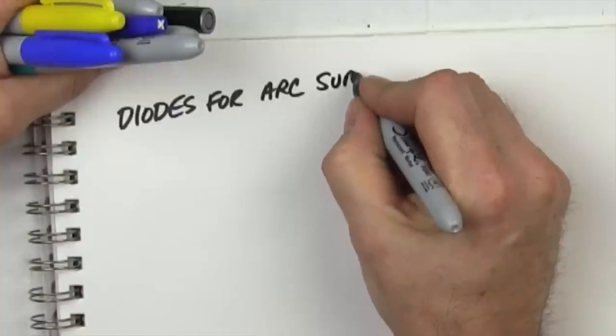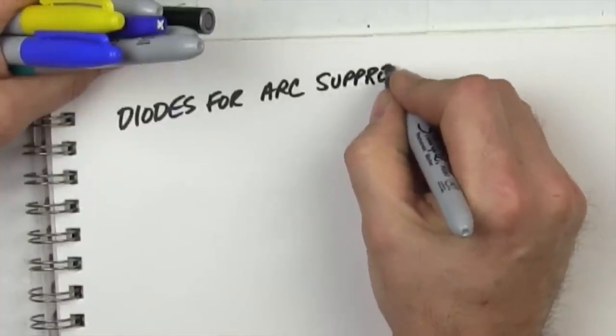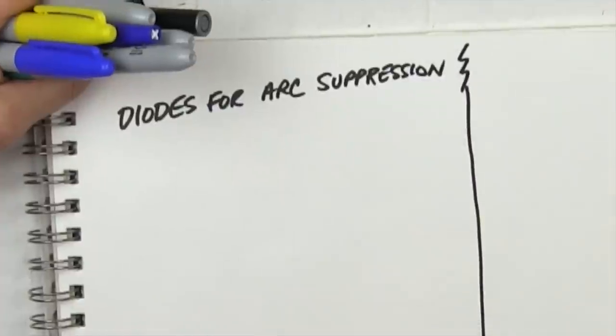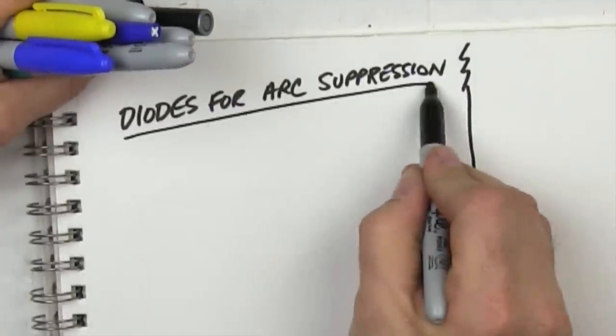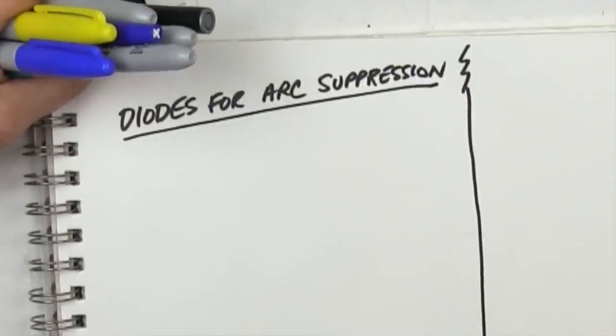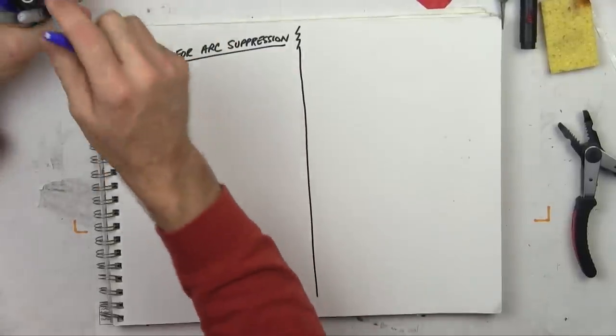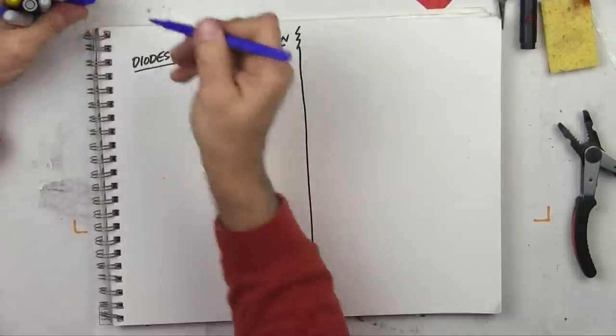So diodes for arc suppression, meaning when a coil discharges, coils produce voltage because they're a generator. There are three things you need to make a generator, okay? And this is called electromagnetic induction.